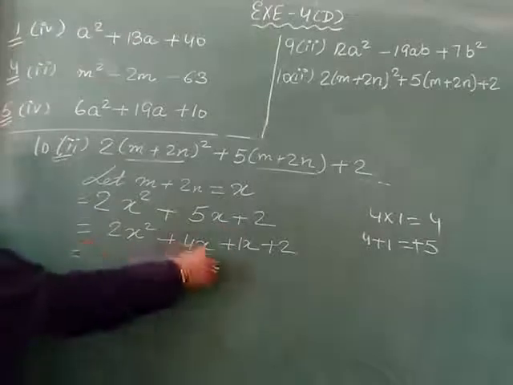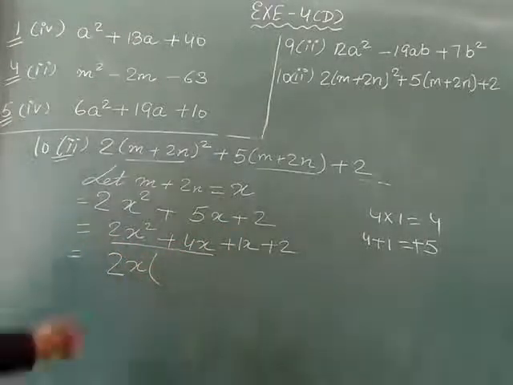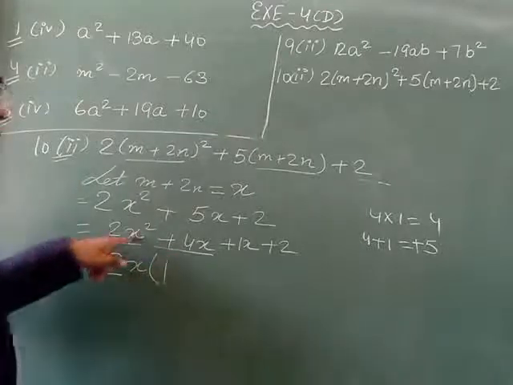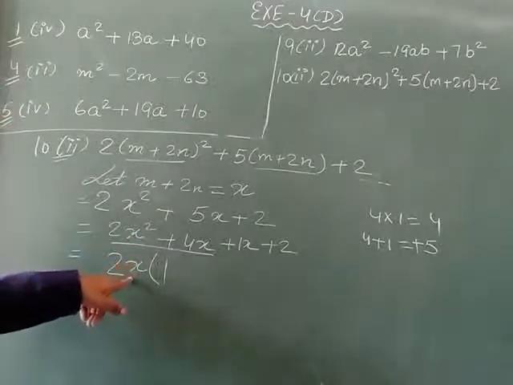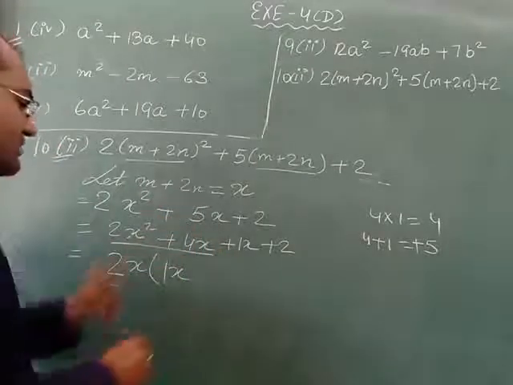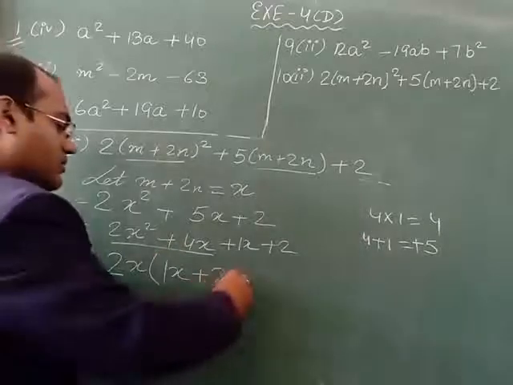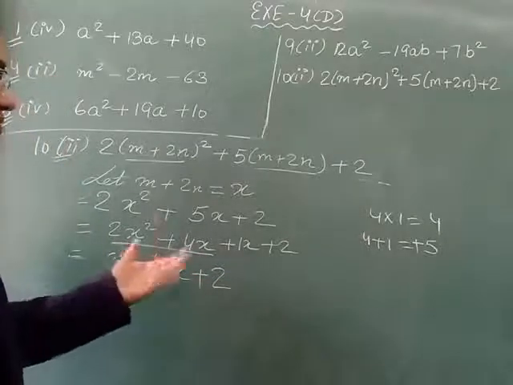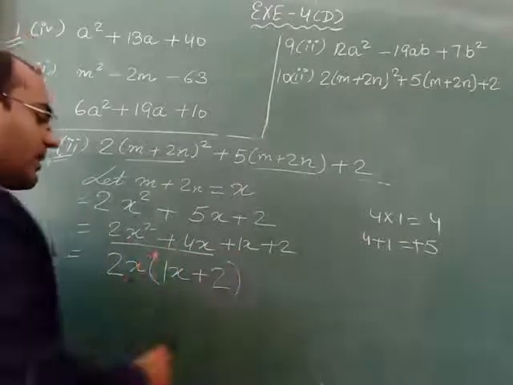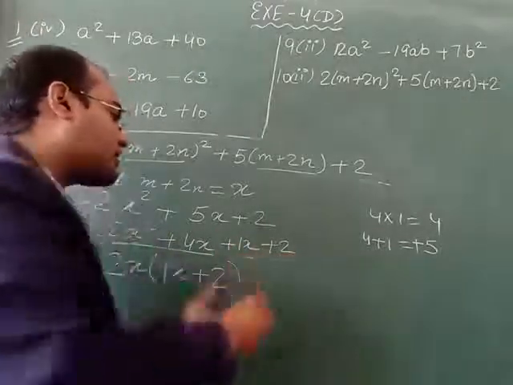Now from these two terms we will take 2x common. 2 1s are 2. X square is written here and we have taken x common, so 1x is remaining. Plus, plus, plus. 2 2s are 4. X we have taken common, so this x is removed now. Bracket is closed. Out of these two terms, nothing is common.